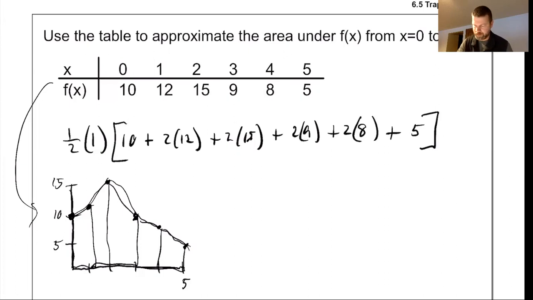All right. I feel I need to finish this. This actually ends up adding to 51.5. That's an estimation of the area under the curve.